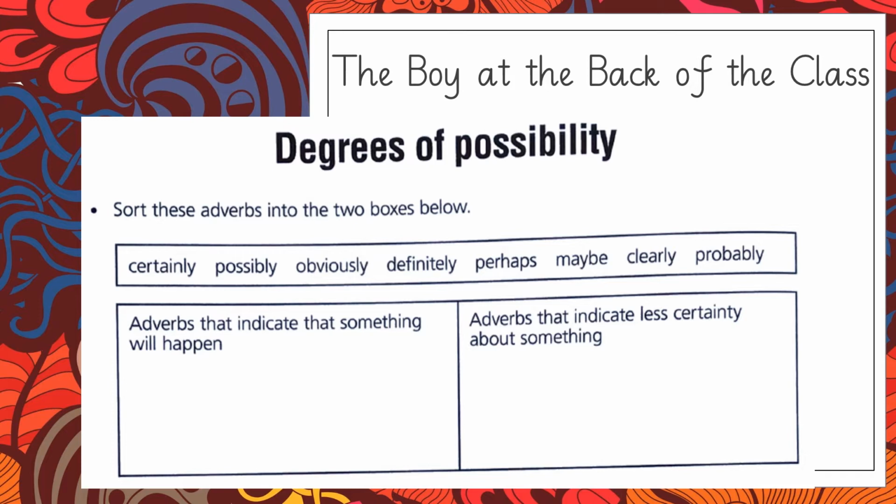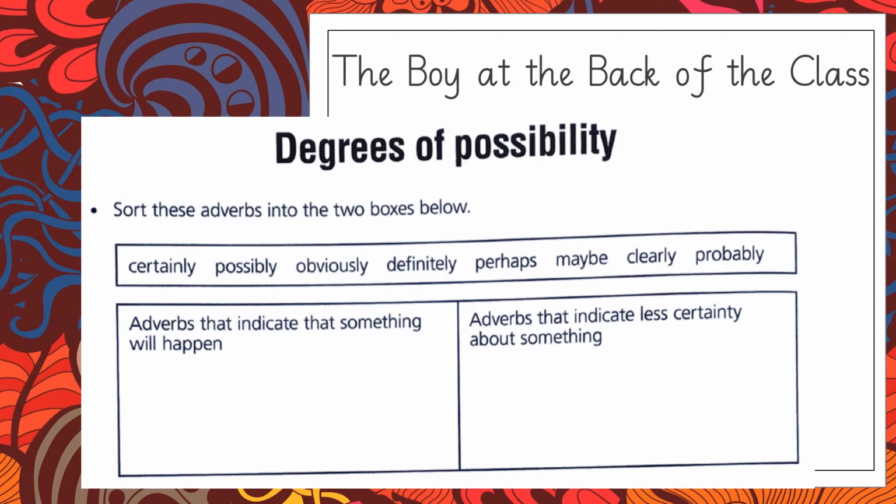So for example, it is definitely going to rain today. It is certain to rain. It's certainly going to rain today. It's possibly going to rain today. It is probably going to rain. It's maybe going to rain. It is unlikely to rain today. So these are degrees of possibility. Surely, maybe, clearly, probably, unlikely. Unlikely is not on that list there.